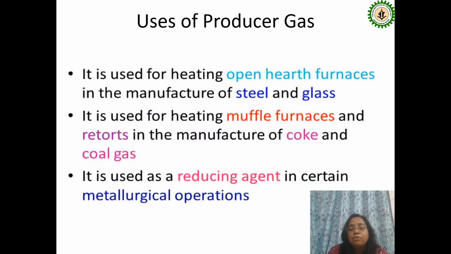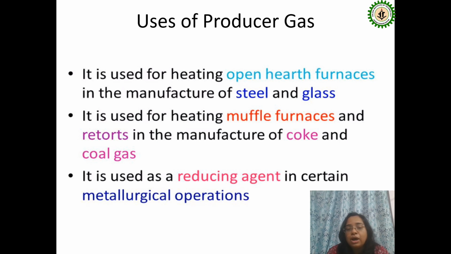Now in today's lecture, the last point is about the major applications of the producer gases. These producer gases are mainly used for heating purposes. That can be in open hearth furnaces, which are mainly used in the manufacture of steel and glass. It can also be used for heating muffle furnaces and different types of retorts, and it also acts as a very good reducing agent in some metallurgical operations.